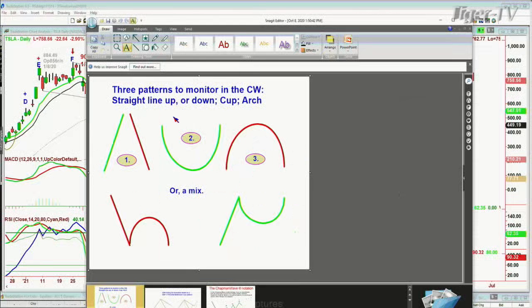I would look at 3 major patterns: straight line up or down, cup formation, arch formation, or a mix between 1 and 2 or 1 and 3. You've got 1 and 3 right here, in red. If it takes out the left side low, you can keep going down. And here it's positive. You take out the Y, a reverse Y, the left side high, you can keep going higher. So this is what I call the dreaded H.